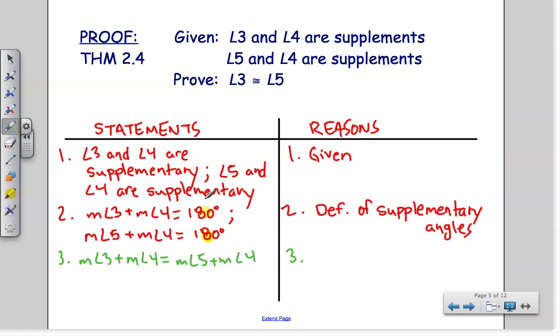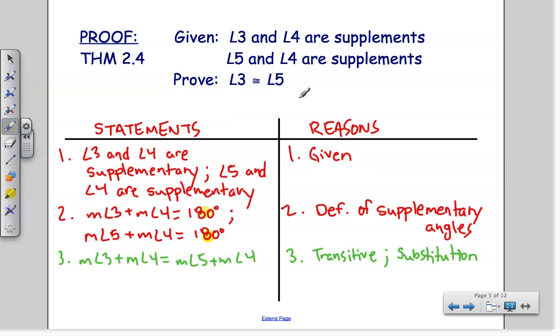Now the property that says two things equal to the same thing are equal to each other is the transitive property. Remember, that's kind of like the chain rule. You could also say, instead of 180, I put in measure of angle 5 plus measure of angle 4. So you could put substitution. Either of these reasons is okay.